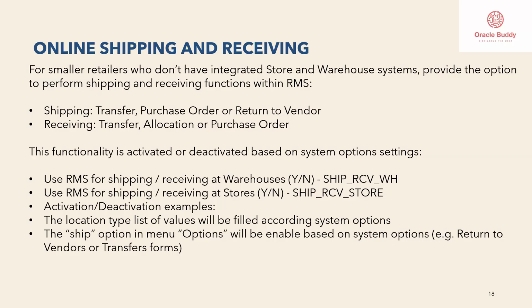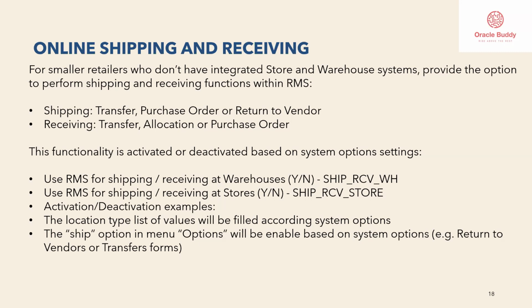Shipping can be done for transfer, purchase order, or return to vendors, and receiving can be done for transfer, allocation, or purchase orders. This functionality is activated or deactivated based on system option settings. Use RMS for shipping, receiving at warehouse, yes or no, ship receive warehouse indicator, and use RMS for shipping, receiving at store, yes or no, ship receive store.